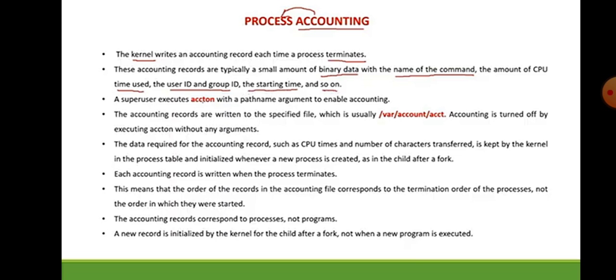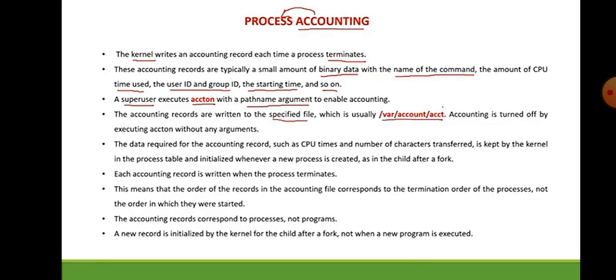Okay. So when the accounting is done, the super user executes the acct system call with the path name argument to enable accounting. Okay, so a super user executes the system call acct with the path name argument, then the overall process of accounting will be enabled. And the accounting record is typically written to a specified file which is mentioned here in the path name.